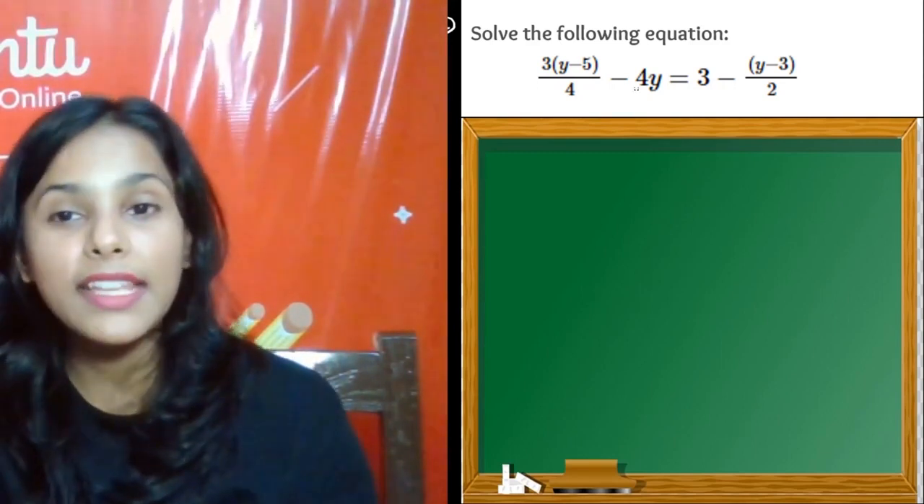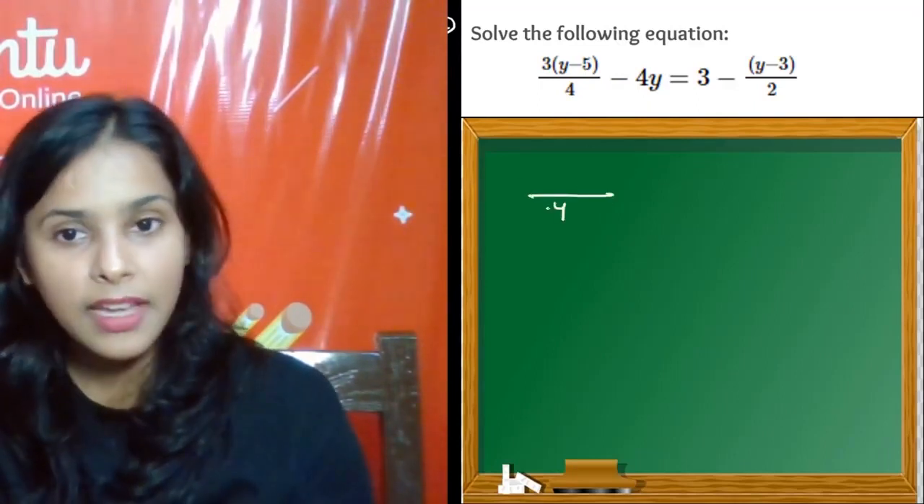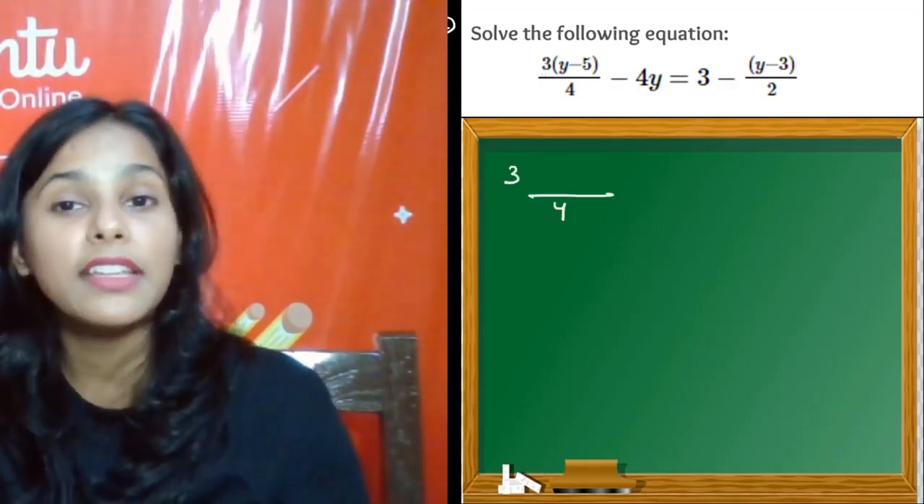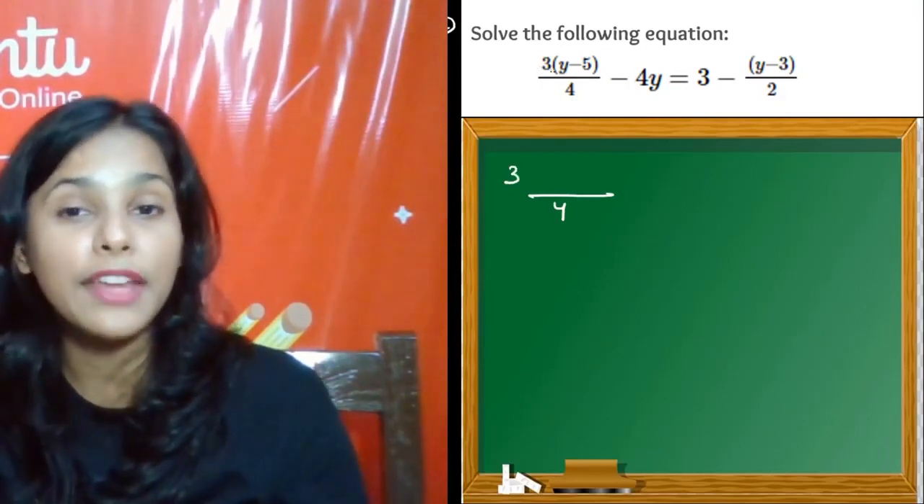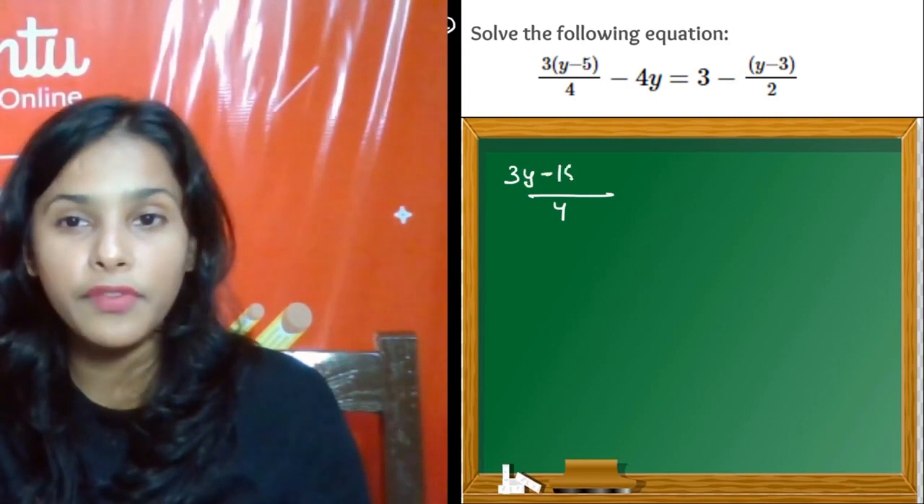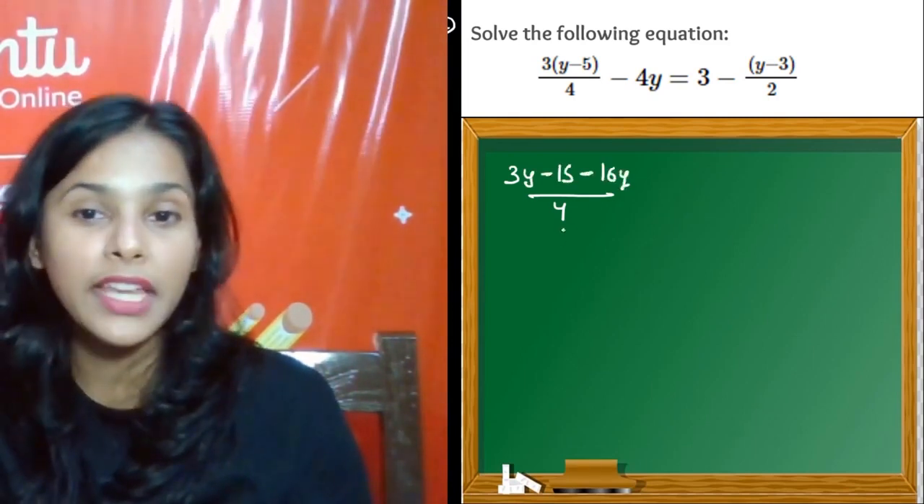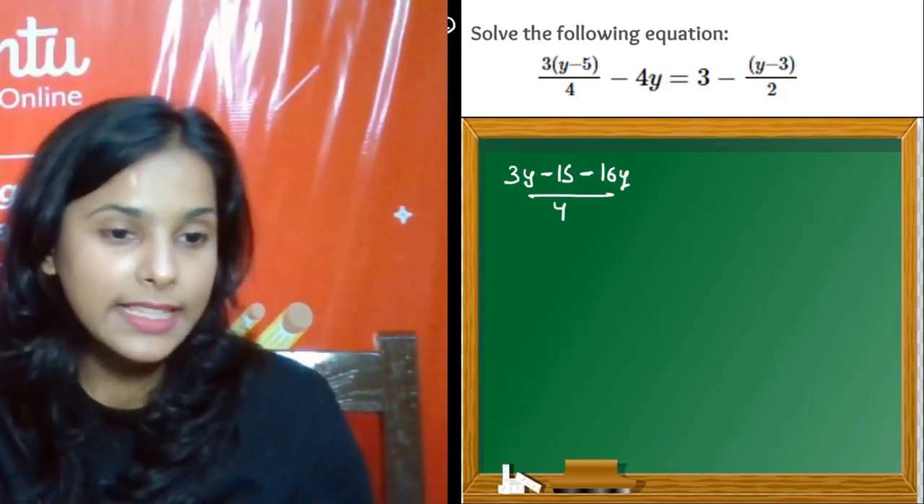Yes, so taking the LCM of the LHS, we got the LCM as 4 here. Taking 3y minus 5 and solving the bracket, we got 3y minus 15 and minus 16y, as we have taken 4 for the LCM.